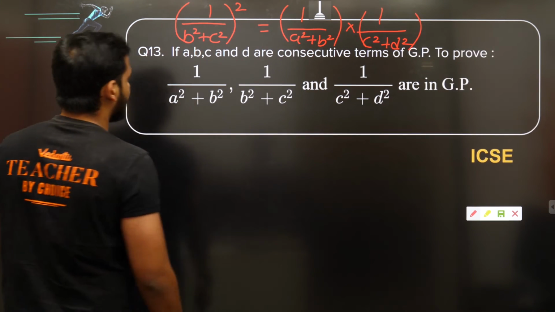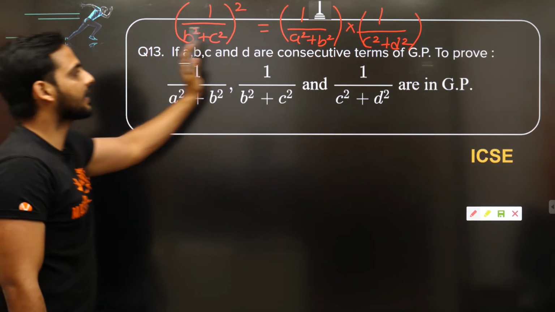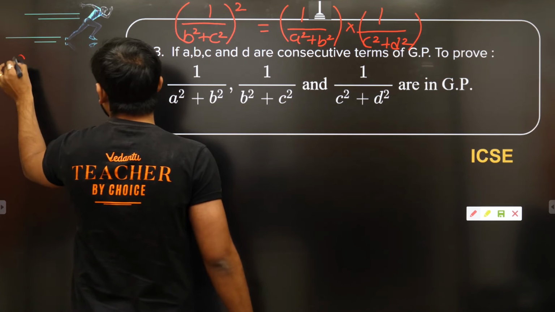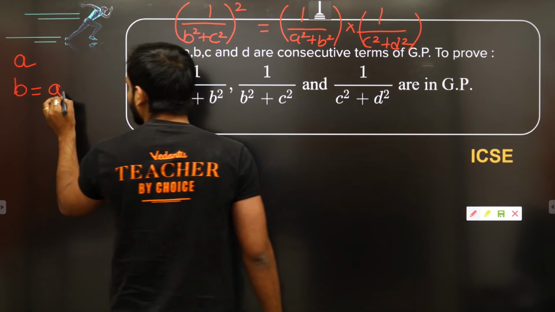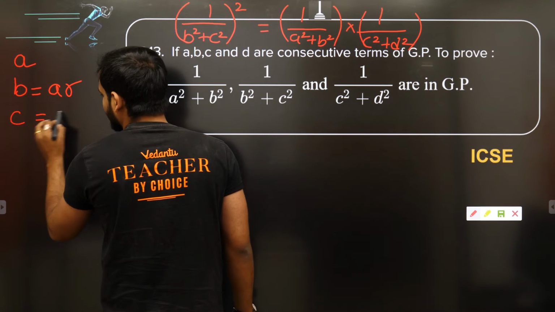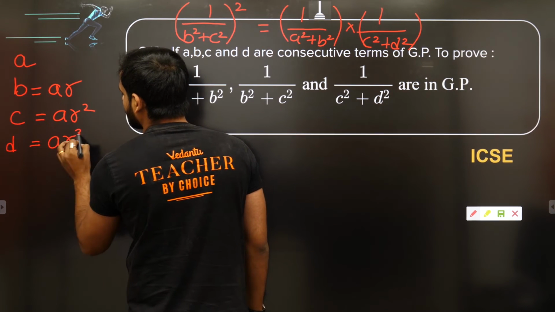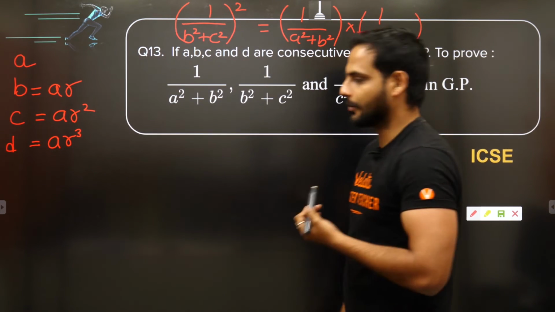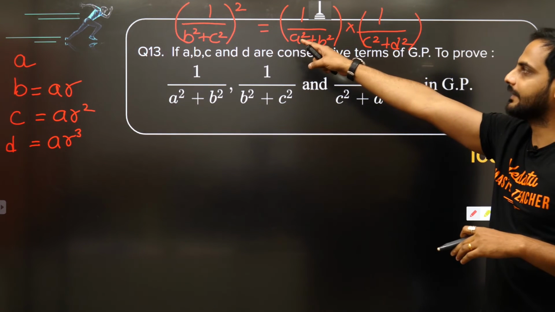Beta, if this part is clear, let us understand what A, B, C, D are. If they are the consecutive terms of this GP, I can say let us say the first term is A. The second term B I can write as A into R, where R is the common ratio. C will be written as AR square and D will be written as AR cube. Sir, no problem in that. Now if it is correct, let us solve the LHS.